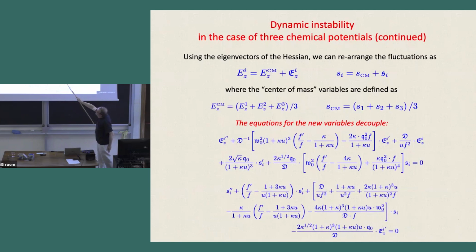So this is just a tautology, you just rearrange your fluctuation fields, but it's kind of cute because, again, this is dictated by the eigenvectors of the Hessian. It's a center of mass variable plus a little fluctuation with respect to the center of mass.